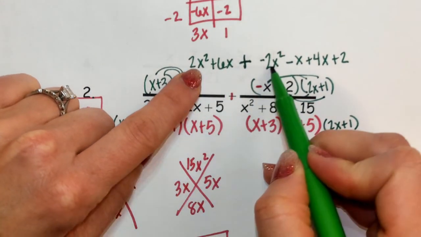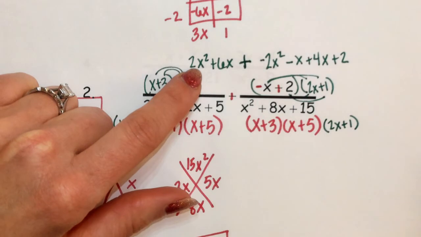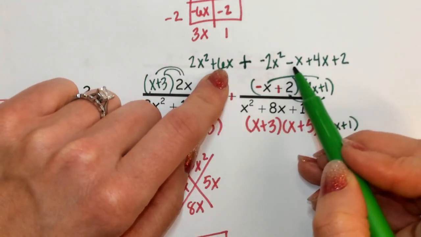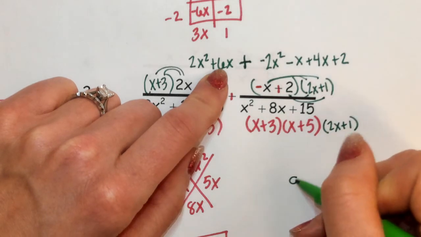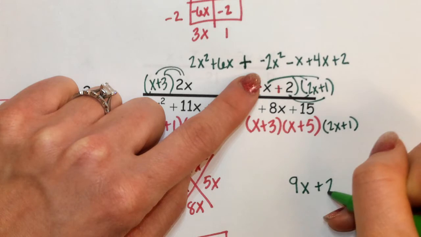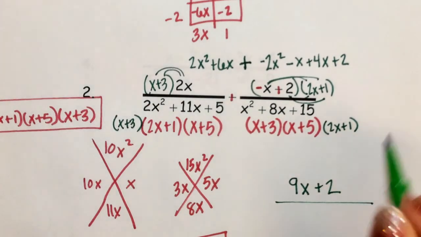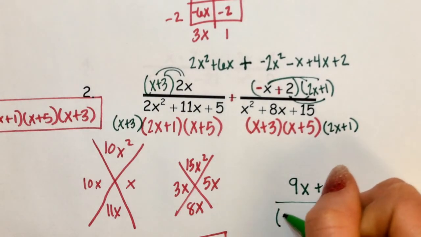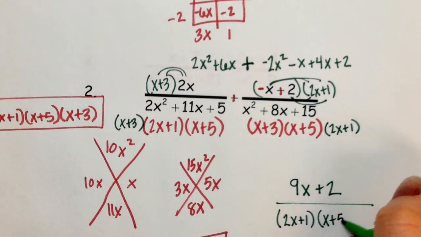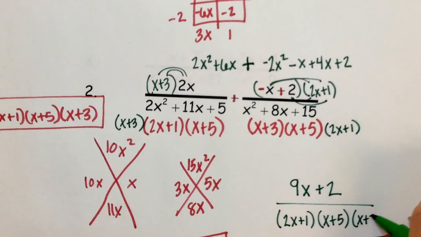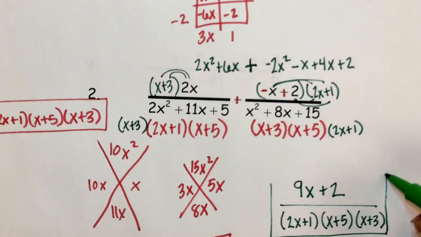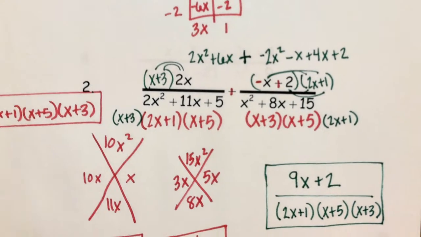So 2x squared minus 2x squared, all the x squares cancel out. So 6 minus 1 is 5, plus 4 is 9x. And then the only number is 2. And then my LCD is 2x plus 1, x plus 5, and x plus 3. And that does not simplify or cancel out, so there is my answer.